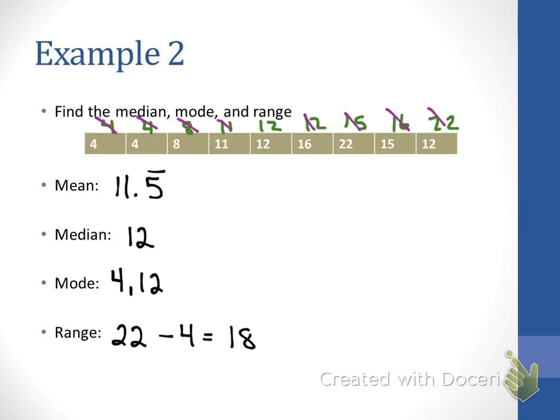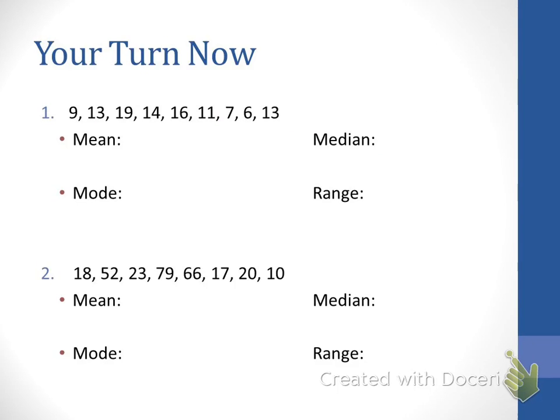Okay, I want you to do your turn now. Numbers 1 and 2, it is on the screen. I believe it's 3.1, page 102 in your books. You're finding all 4 of your averages, mean, median, mode, and range for those 2 sets of numbers.